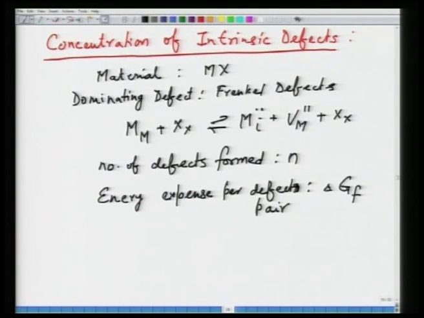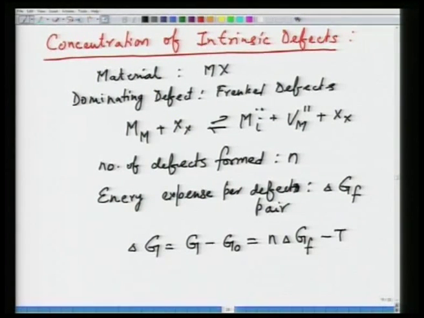So, energy expense per defect pair is delta GF. So, what is the net free energy change? So, delta G from a 0 defect state to, let us say, n defect state is equal to G minus G naught. G naught is the defect free state. So, this would be n delta G f. So, this is your enthalpy change minus, at a given temperature, we are assuming that here temperature and pressure are constant. At this particular temperature, what is the change in the entropy?